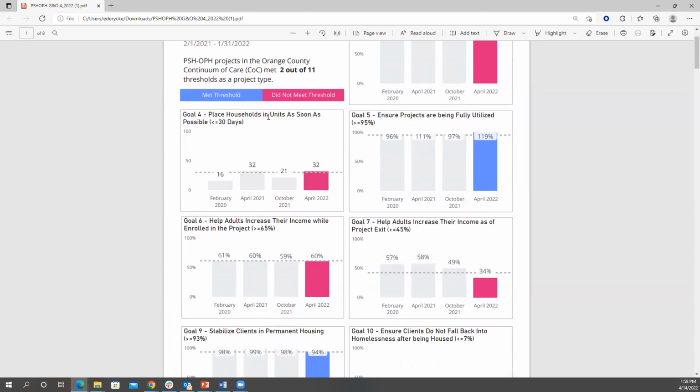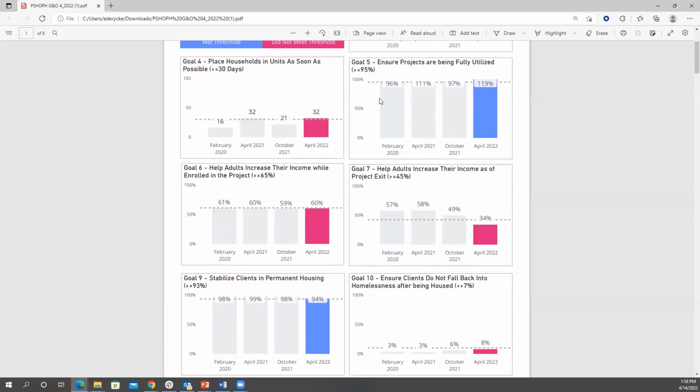For goal 4, we were just above our threshold of 30 days with 32. Goal 4 is looking at how many days it is taking a household to be placed in a housing unit. Goal 5 is looking at ensuring that projects are fully utilized. So if a project has a certain number of beds or units, are there clients that are staying in those beds or units? You can see we're above our threshold at 119%.